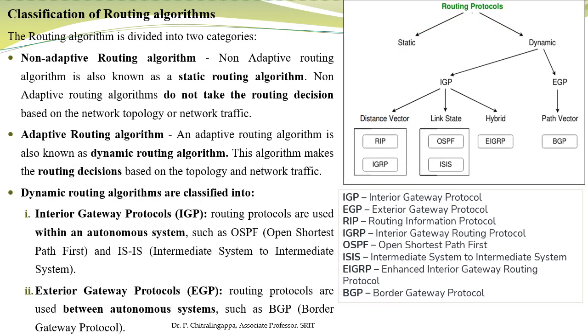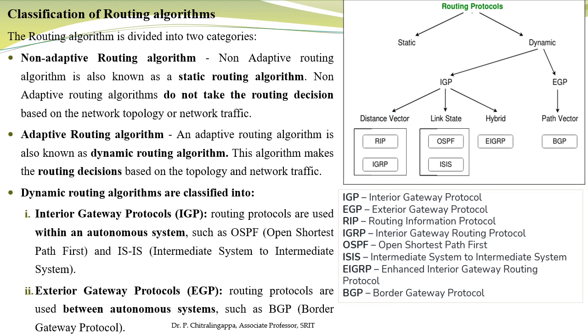This is one analogy of the routing protocols. Routing protocols are broadly divided into two categories: non-adaptive routing protocols and adaptive routing protocols. Non-adaptive routing protocols we can call static routing protocols; they do not take routing decisions. Adaptive routing protocols we can also call dynamic routing protocols; these protocols take the decisions.